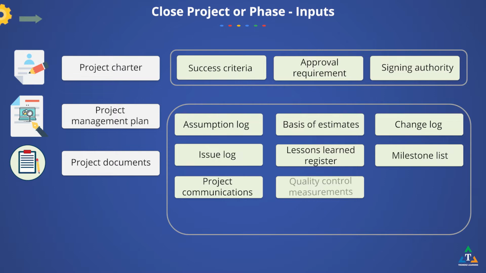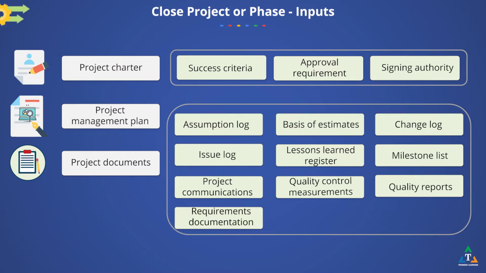The quality control measurements document the results of control quality activities and demonstrate compliance with the quality requirements. The quality report may include all quality assurance issues managed or escalated by the team, recommendations for improvement, and the summary of findings from the control quality process.